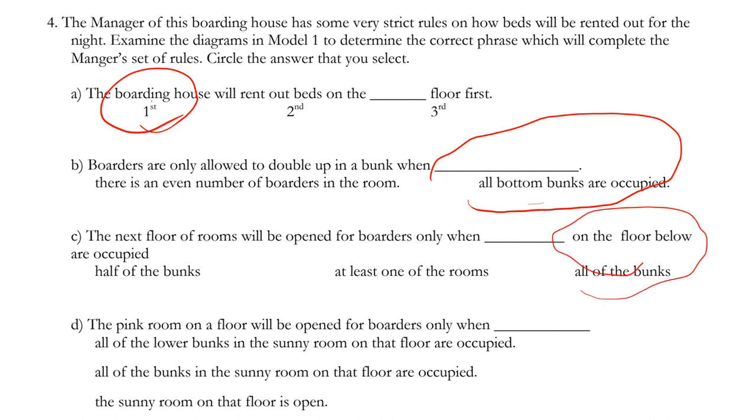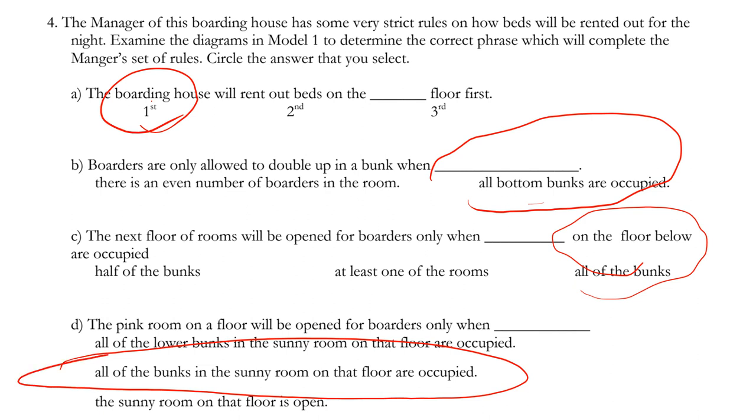The pink room on a floor will be open for boarders only when all the lower bunks are occupied in the sunny room, or just the sunny room is open, and the answer is B. The second one. All the bunks in the sitting room on the floor occupied.